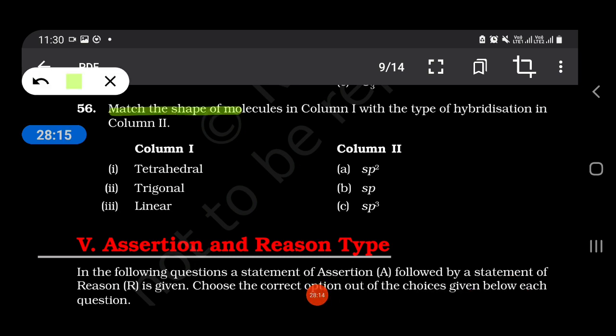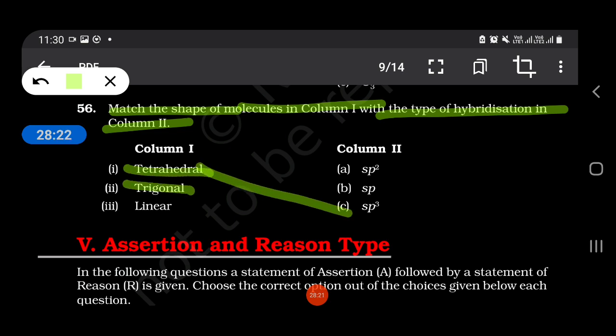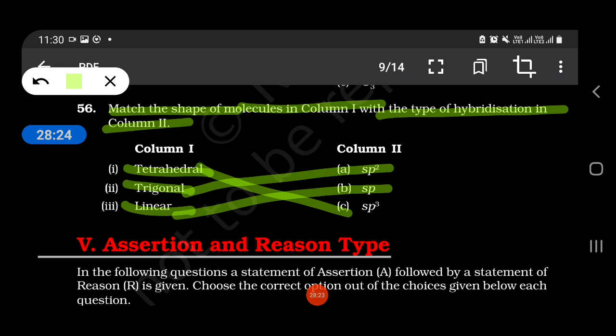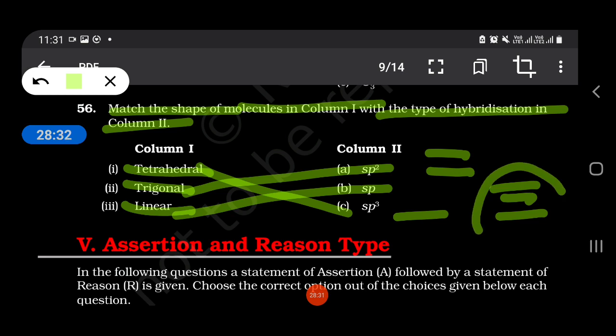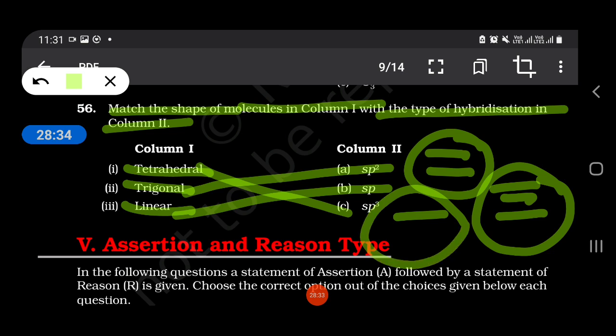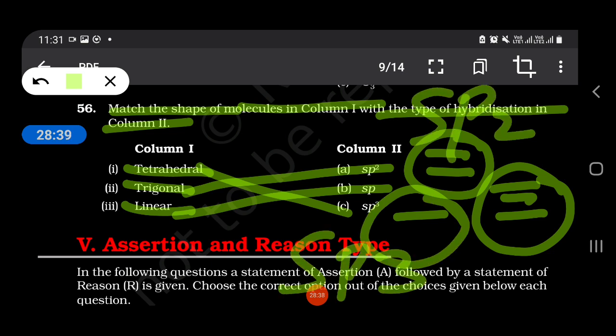Match the shape of the molecule in column 1 with the type of hybridization in column 2. Tetrahedral is sp3, trigonal is sp2, and linear is sp. sp2 is having a double bond, sp is having a triple bond, and sp3 is having a single bond. This is for sp3, this is for sp2, and this is for sp.